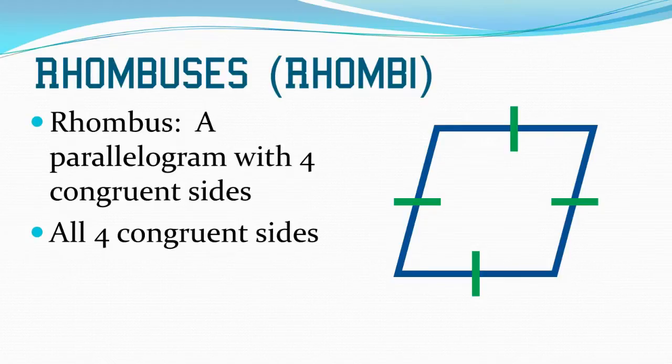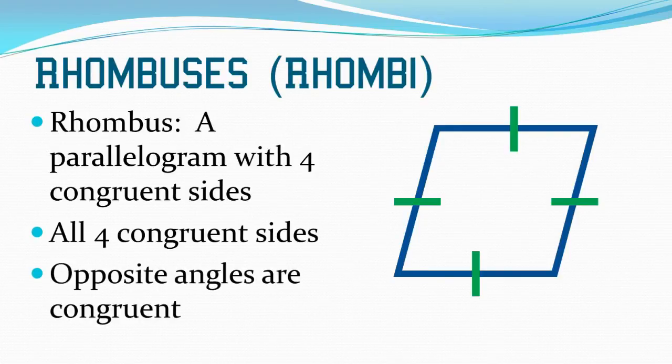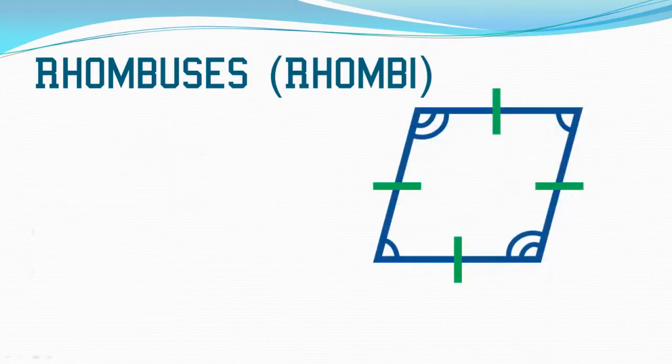Now all four sides are congruent. We still have opposite angles that are congruent, just like every other parallelogram. Those are congruent, the same measure. Since a rhombus is a parallelogram, we can use the same formula for area, which is base times height.